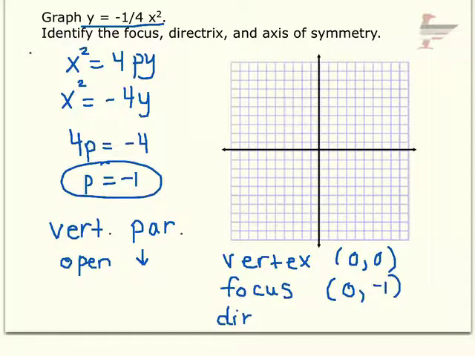My directrix line is always opposite p units, so since I went down 1 to get to my focus point, I'm going to go up 1 to get my directrix line, and that's going to be y equals +1 since I have a vertical parabola. Now again, I'm going to blow up my graph, so if you want to pause and jot this stuff down, you certainly should do that.